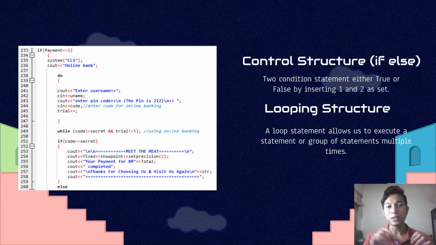I have set the PIN code as 212 in the header, which is #define secret 212. Therefore, if the user inserts the wrong PIN, they have 5 chances to re-enter the PIN, as in the loop structure. A loop statement allows us to execute a statement or group of statements multiple times.